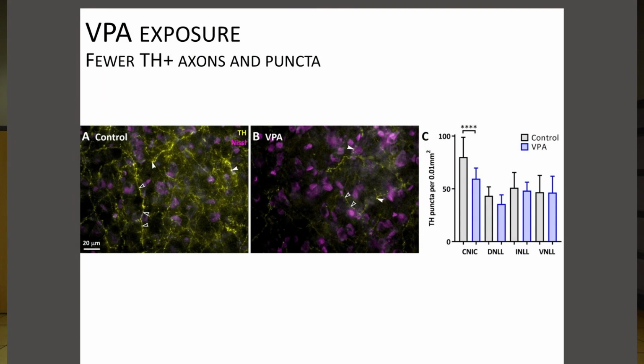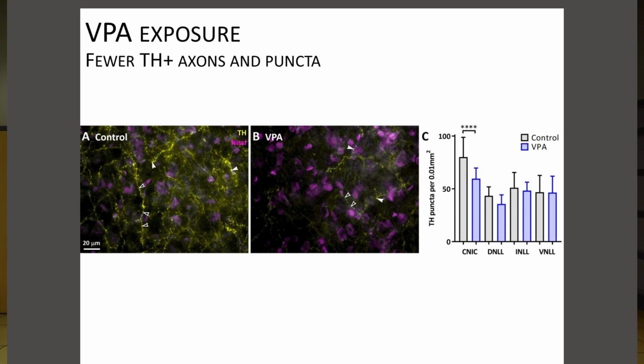So we also looked at tyrosine hydroxylase expression. Tyrosine hydroxylase is an enzyme involved in the synthesis of the neurotransmitter dopamine. So we used its expression to determine VPA's effect on the dopaminergic inputs. So we saw in previous studies that the superior olivary complex and the cochlear nucleus had a significant decrease in the number of tyrosine hydroxylase positive axons following VPA exposure.